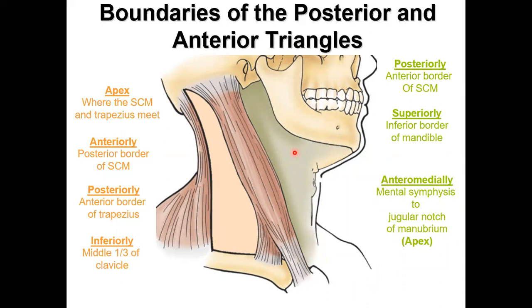Now, these are your two big triangles that you'll need to know the borders of, but within each of these are smaller triangles that you're going to learn about later. There are 2 triangles in your posterior triangle, and then 4 triangles in your anterior triangle. And I'm just going to warn you right now, one of the triangles in your anterior triangle has 4 sides. So we're using the term triangle loosely here.